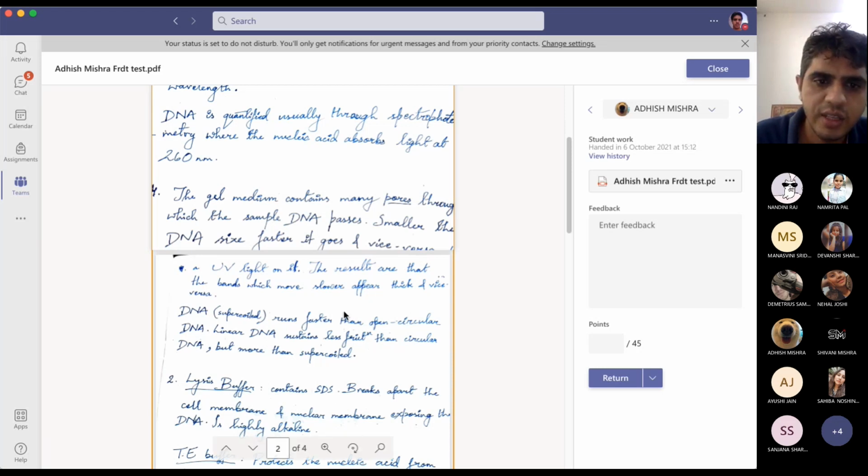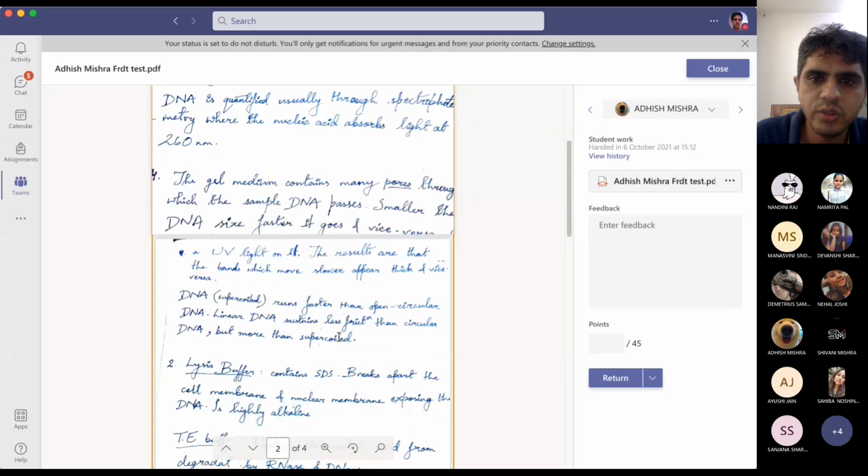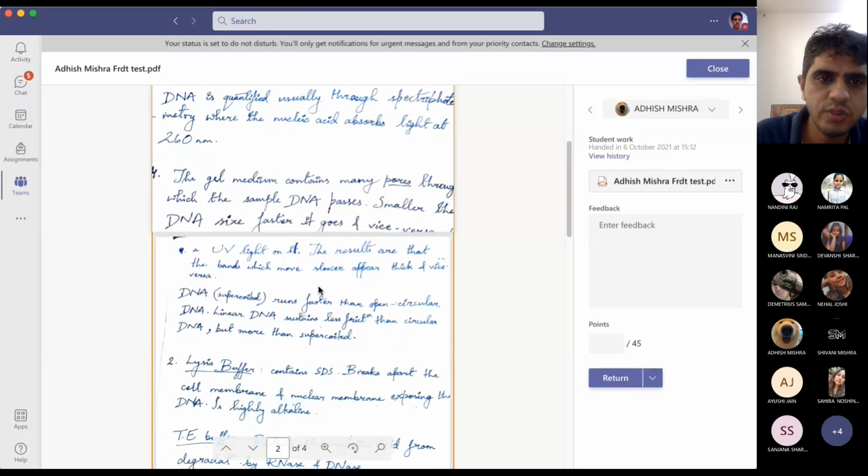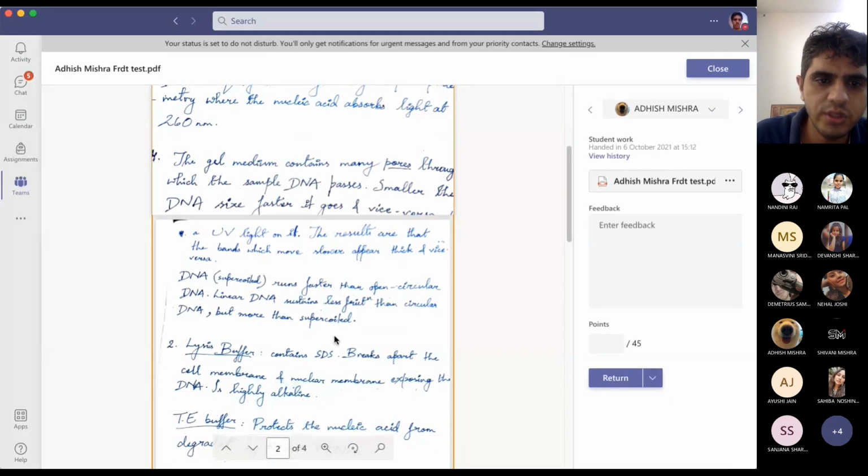You have to mention why the supercoiled is running at a different speed, why the linear is running at a different speed, and why the nicked one is going to run at a different speed. So this you need to explain. Size wise all are of the same size, there is no size difference in them, but still they are migrating at different speeds. So question number 4 is 0 for you, Adish.